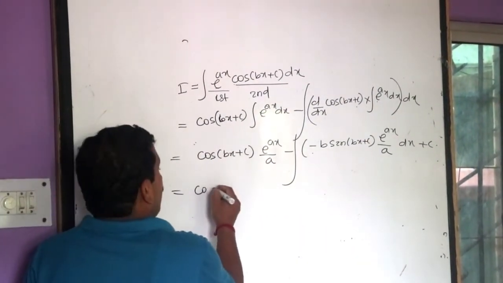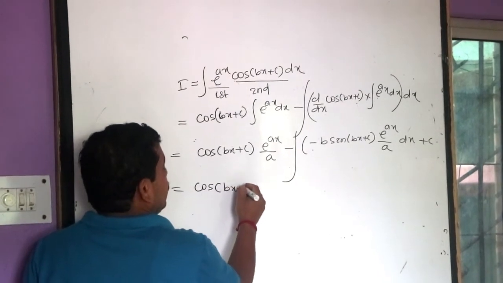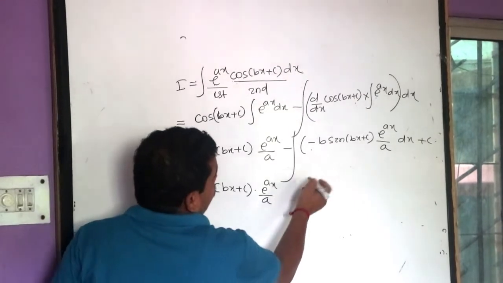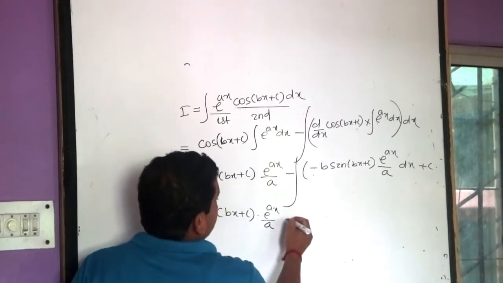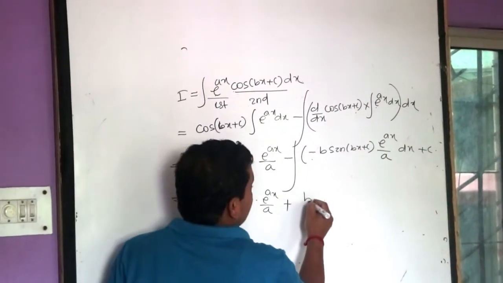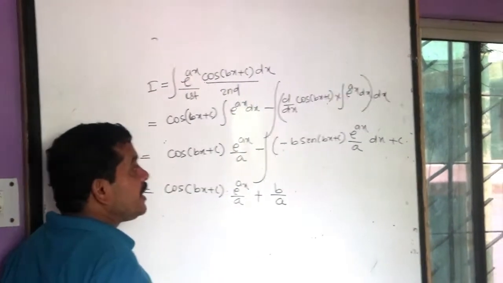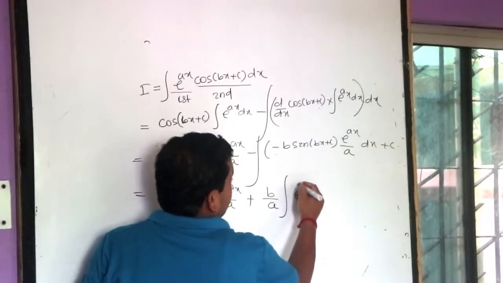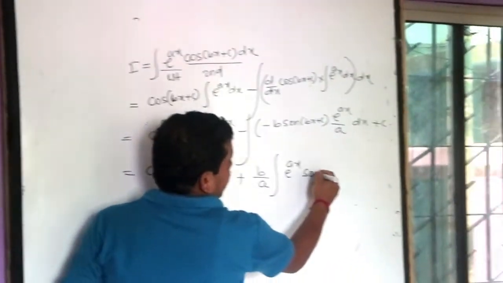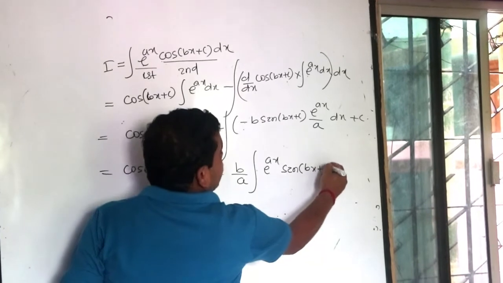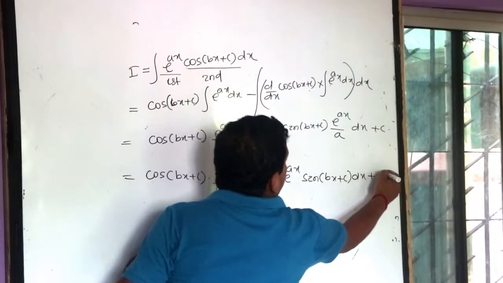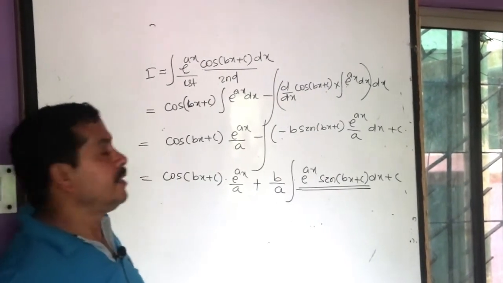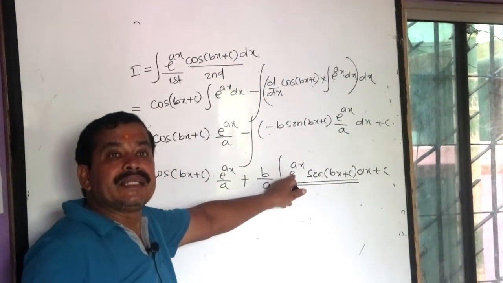That is equal to cos bx plus c into e to the power ax by a, minus, here it is also minus, so plus b by a taking outside of the integration because b by a is a constant, and we have e to the power ax sin bx plus c dx plus c. This integration cannot be evaluated directly. Again we apply the integration by parts.